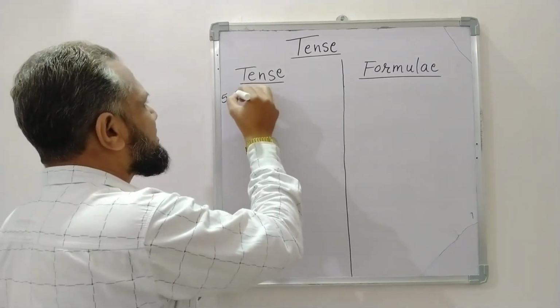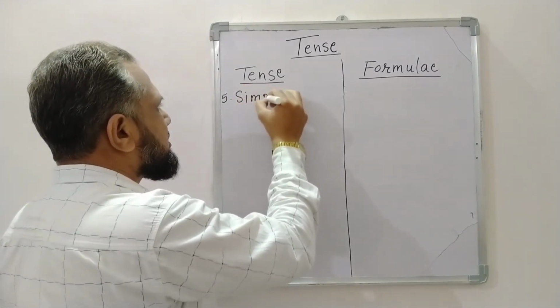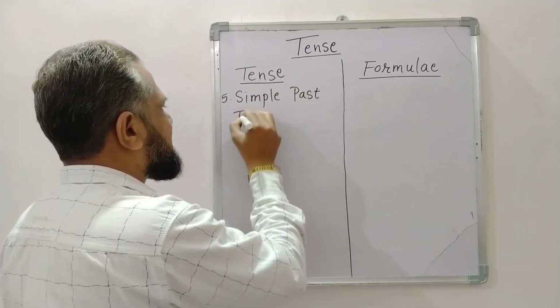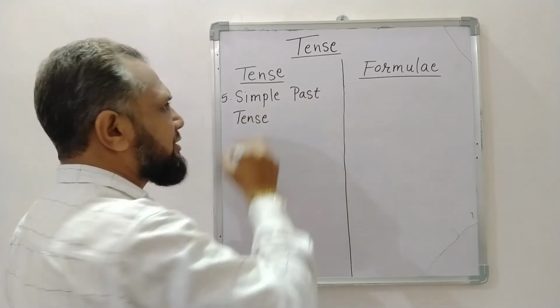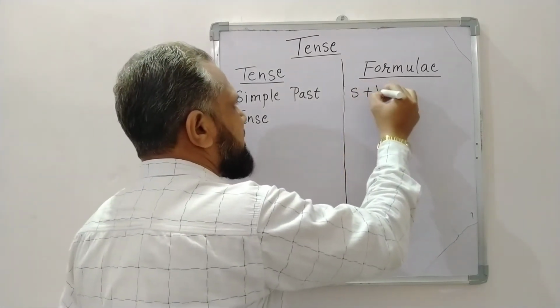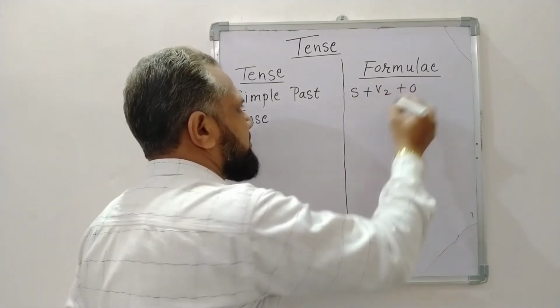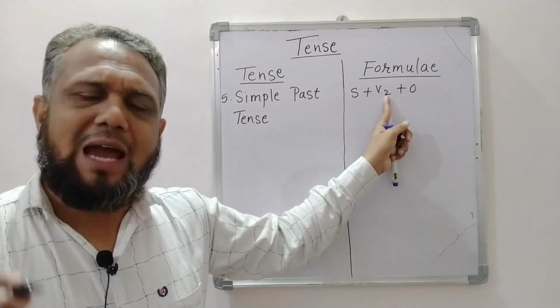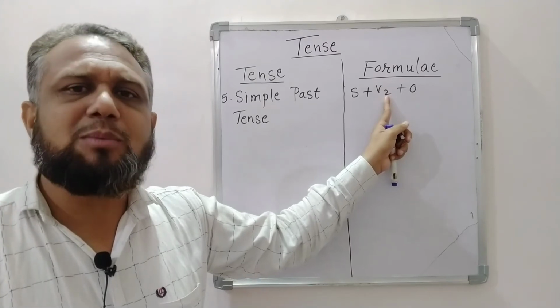Now the fifth one is simple past tense, and the formula of simple past tense is subject plus V2 plus object. There is no any option other than V2. We have to use the second form of verb in simple past tense.